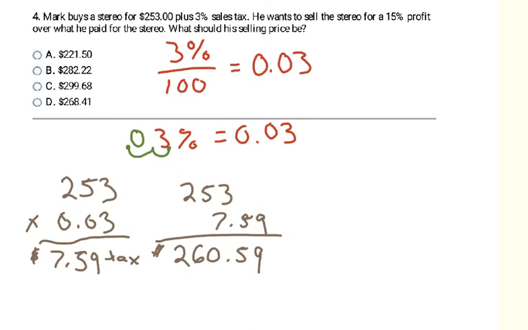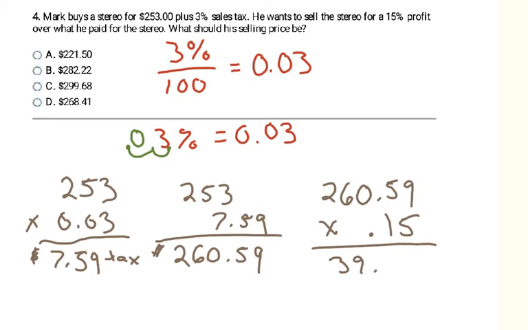So I'm going to go ahead and find out what 15% of 260 is. When I do that, I'm going to have to convert 15% to a decimal, which is 0.15, and multiply that. When I multiply those two numbers, I get $39.09. That's how much he's going to make in profit.